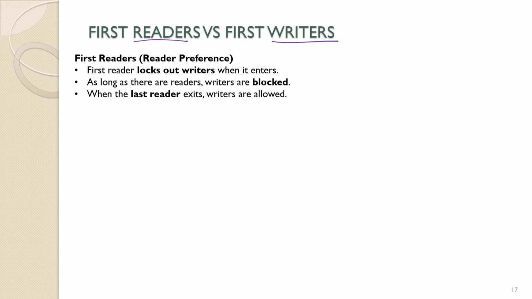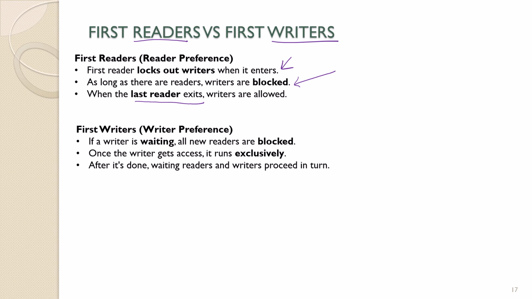So first readers, the first reader will lock out all writers when it enters. So readers don't have to lock out readers, they only have to lock out writers. As long as there are readers, then the writer will be blocked, and when the last reader exits, then writers are allowed to get in. A first writer, it's going to block out everyone.